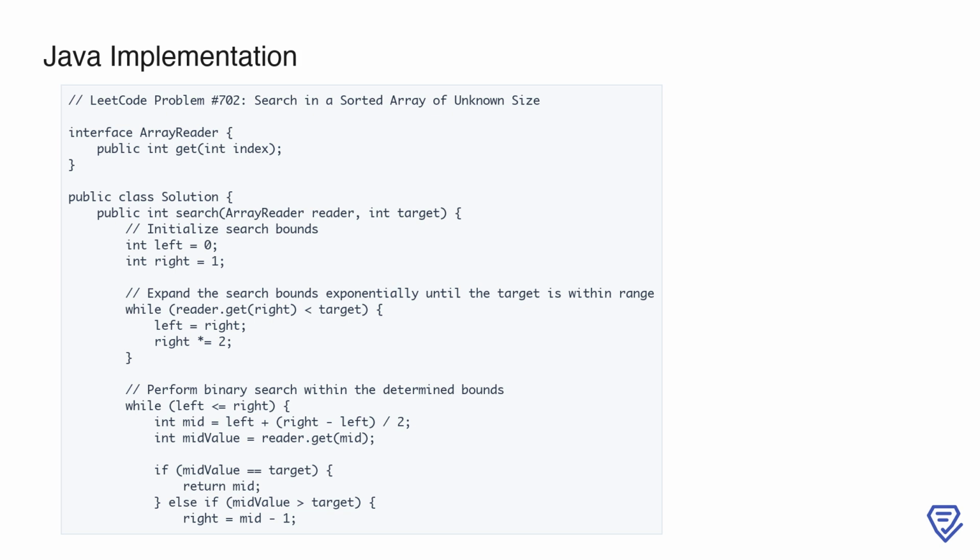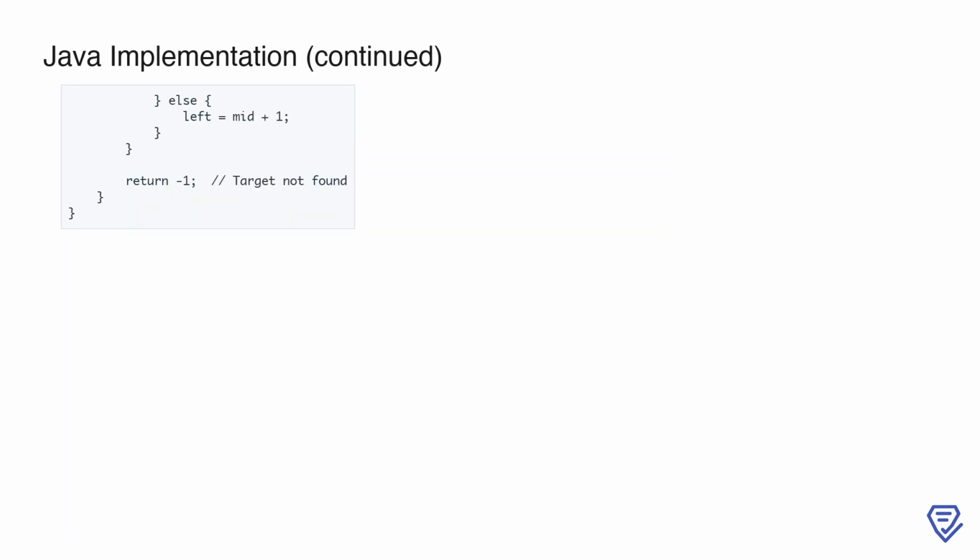Once the bounds are correctly identified, we transition to a binary search phase to efficiently locate the target within the determined range. The binary search starts by calculating the midpoint of the current range using the formula mid equals left plus (right minus left) divided by 2. This approach avoids potential integer overflow issues. We then retrieve the value at the midpoint using the reader.get method.